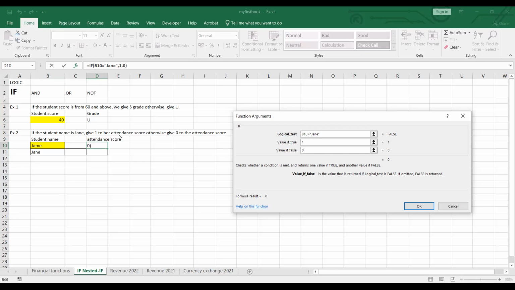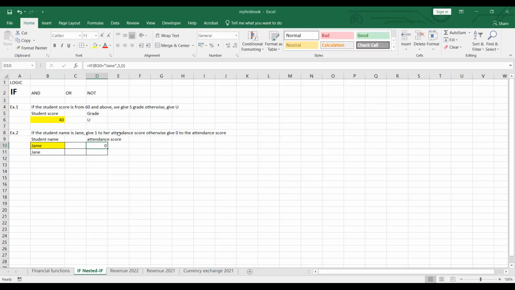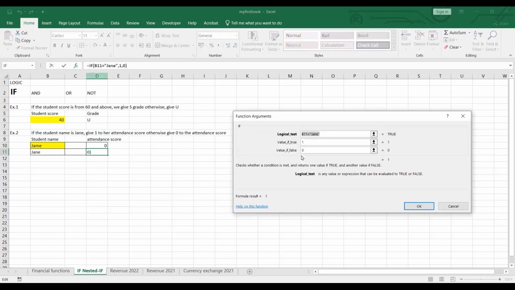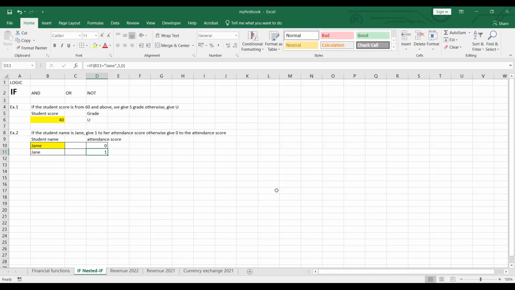So right now you can see that when we have this, the first person is James, he is not Jane, so his attendance score should be 0. Now let me copy this formula to the next cell. It is B11. Check with Jane again. This person gets 1 because this person is Jane in here. So it means we check whether B11 equals Jane or not. If yes, we give 1. Otherwise we give 0. Okay, so in this one, let me just copy the formula to you.